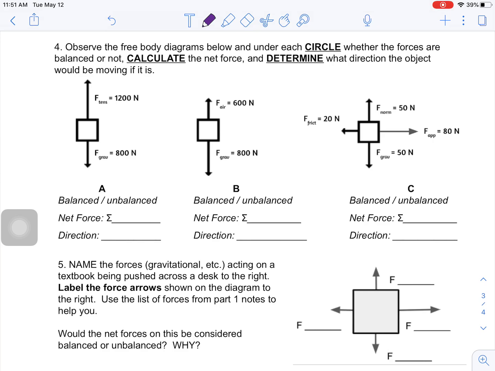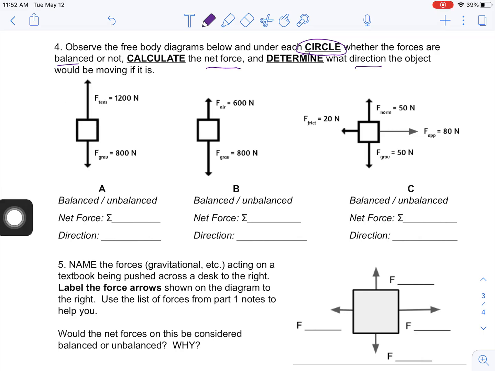So what I'm going to do here is start some of them for you. I'm not going to go all the way through because I want you to be able to try that, but we're going to start some. So skip around, do what you need assistance with, and as always, reach out. So here, observe the free body diagrams, and under each, circle whether the forces are balanced or not. So determine what the net force is, balanced or not, and then direction if it's there.